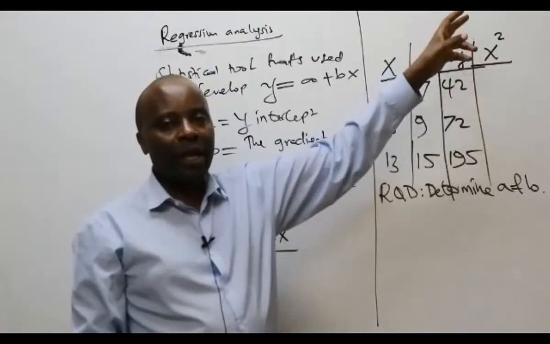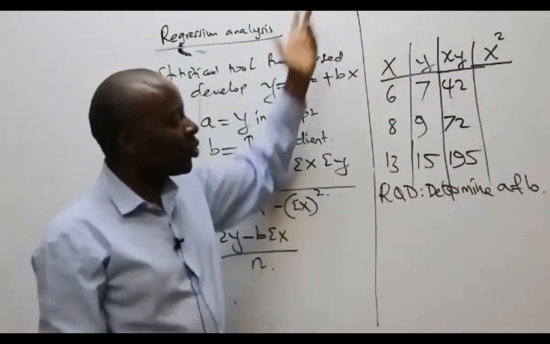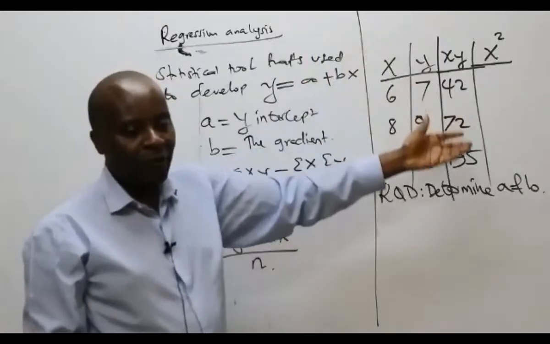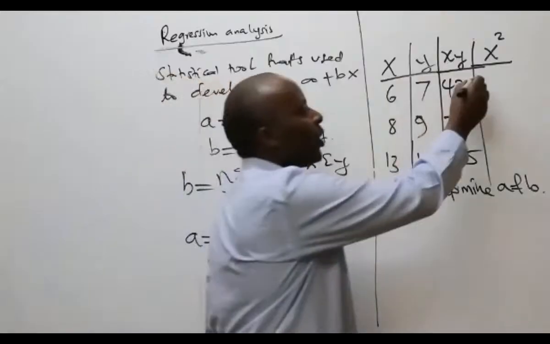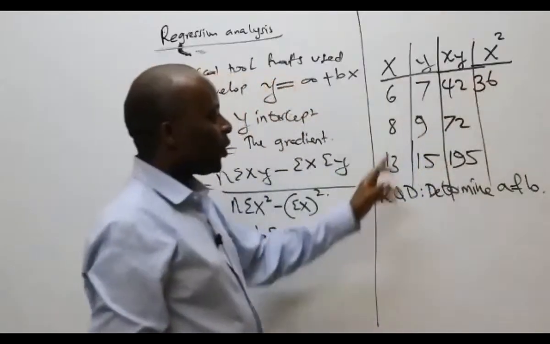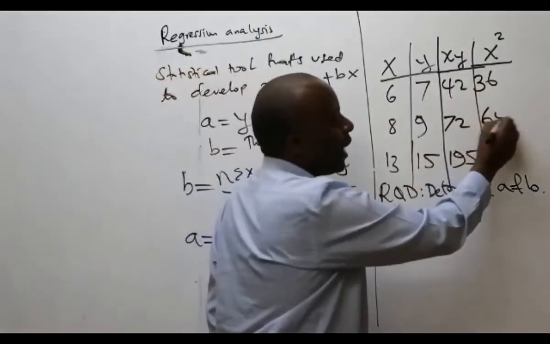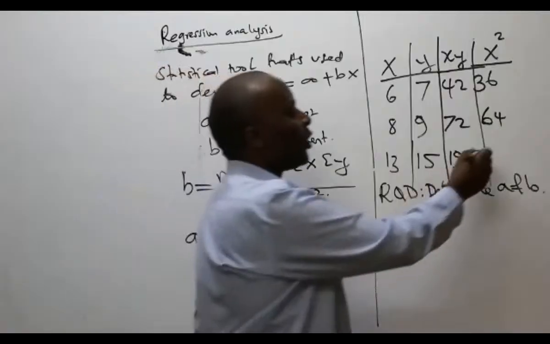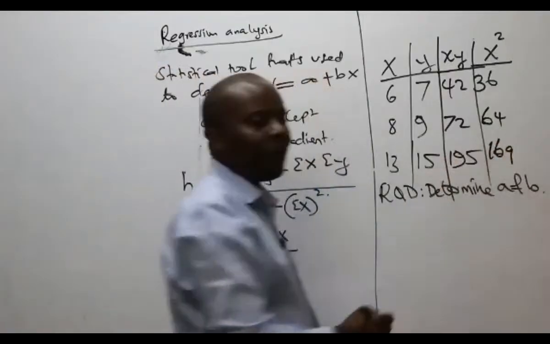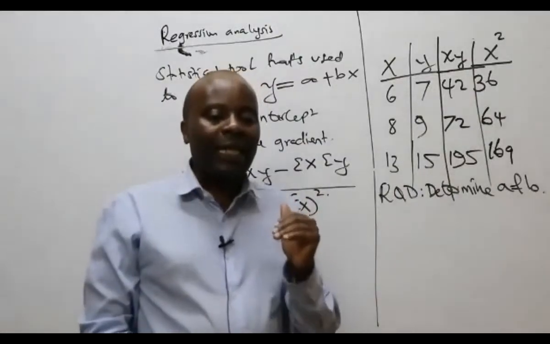So x squared, what do we have? 6 squared, 8 squared, 13 squared. Could you kindly give me these figures now? What is 6 squared? This is 36. This is 8 squared, which gives me 64. And then we have 13 squared, which gives me 169.